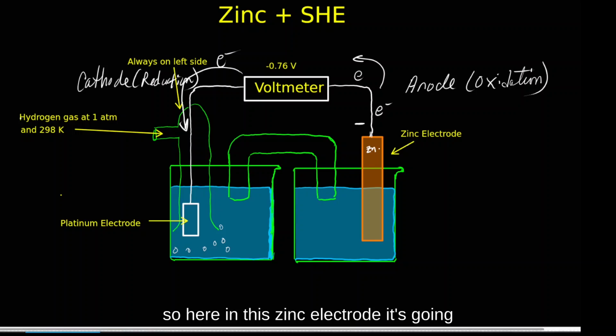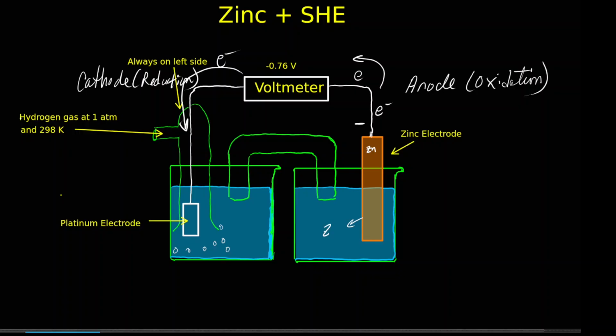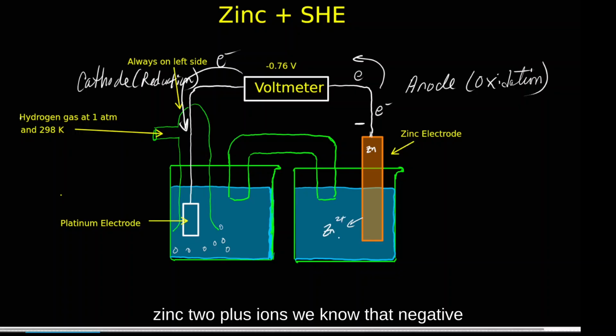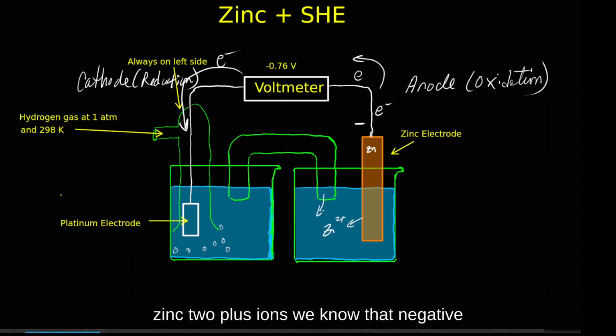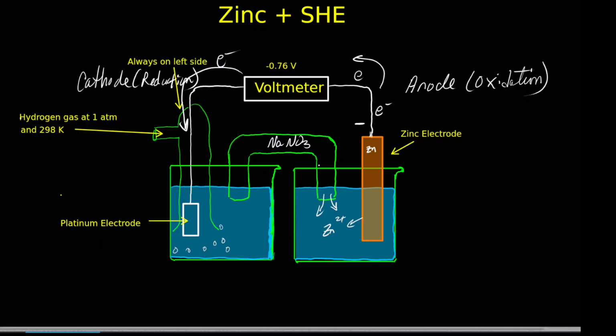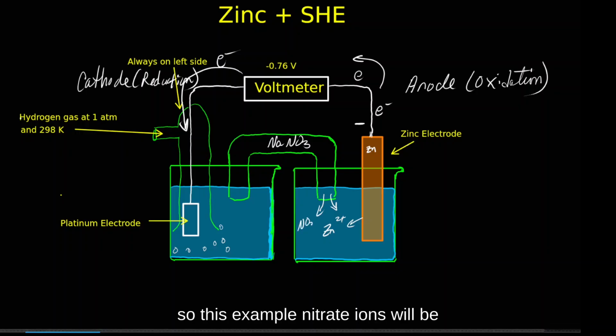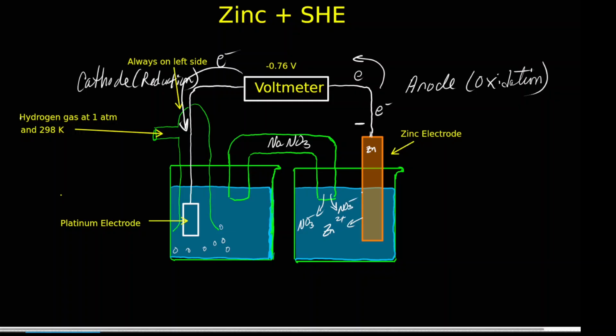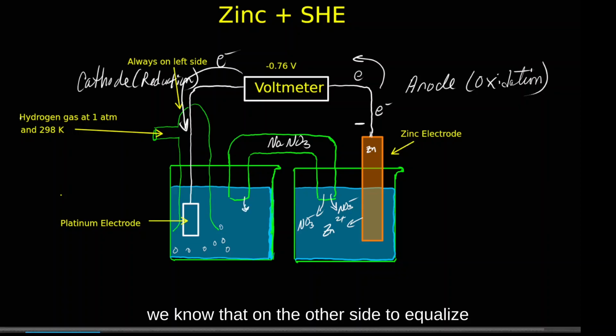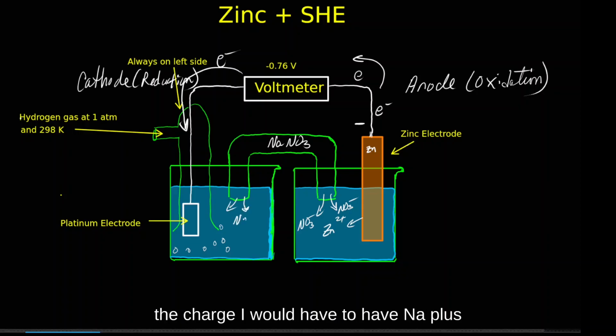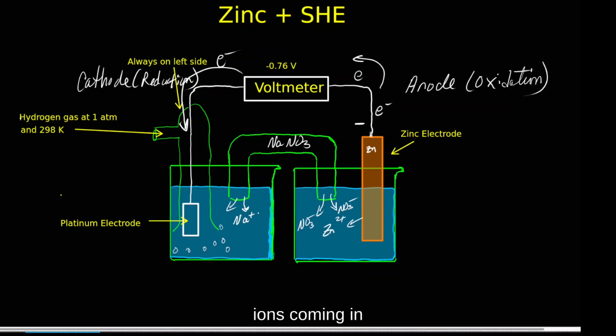So here in this zinc electrode, it's going to be releasing zinc 2 plus ions. We know that negative ions from the salt bridge, in this example nitrate ions, will be entering. We know that on the other side, to equalize the charge, I would have to have Na plus ions coming in.